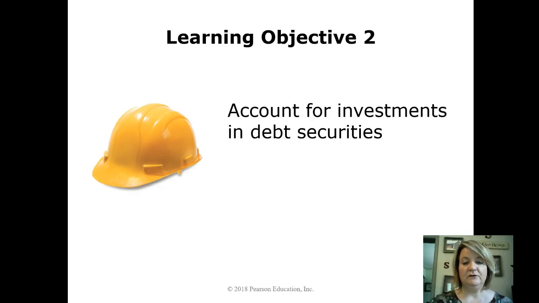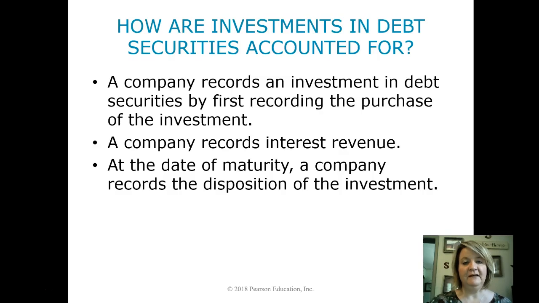We are going to be going over Chapter 15, a few of the learning objectives. We're going to start with Learning Objective 2, Account for Investments in Debt Securities. How are investments in debt securities accounted for? A company records an investment in debt securities by first recording the purchase of the investment. A company records interest revenue. At the date of maturity, a company records the disposition of the investment.